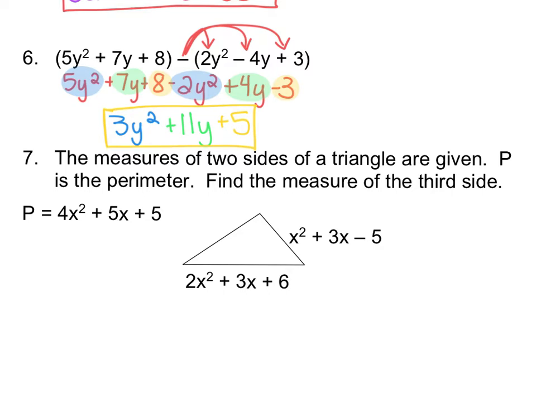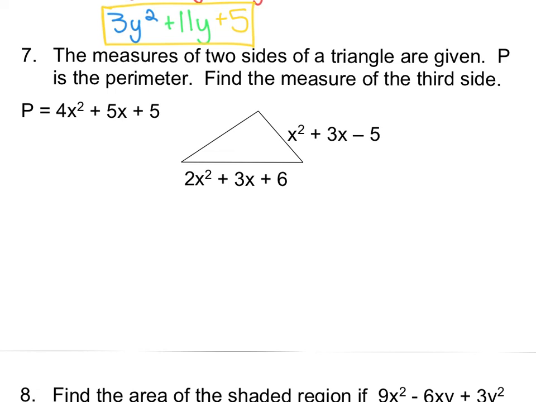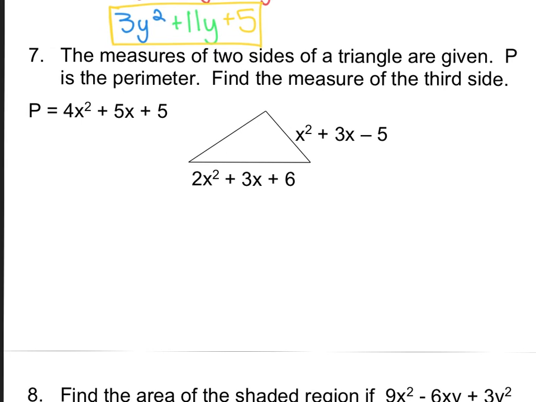All right, so now let's put this into more of a word problem. The measures of two sides of a triangle are given. So we've got one side is 2x squared plus 3x plus 6, and the other side is x squared plus 3x minus 5. They also give us over here the perimeter, which we know is the distance around the triangle. What we don't know is the measure of the third side.